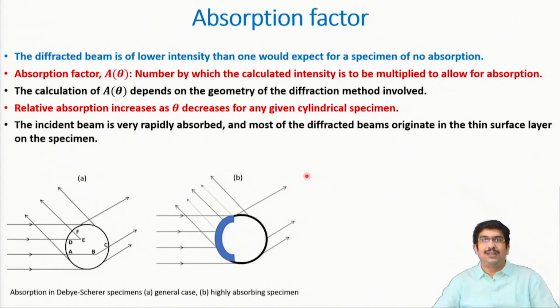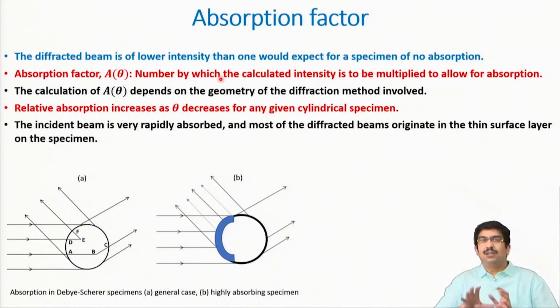So, the way this is included in the calculation of diffracted beam intensity, we call it the absorption factor, and it is expressed in terms of A theta. This is a number by which the calculated intensity is ultimately to be multiplied. So, this is very similar to the temperature factor. We will discuss how these two are related, but basically the multiplicity factor, temperature factor, and absorption factor all ultimately give me a number by which the diffracted intensity should be multiplied, to take care of each of these effects.